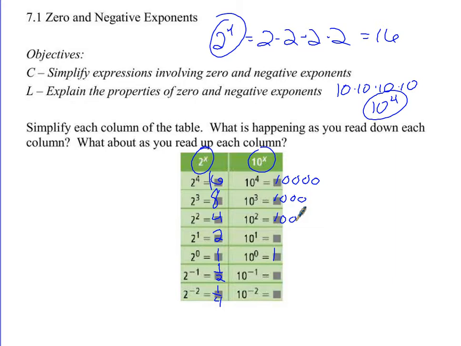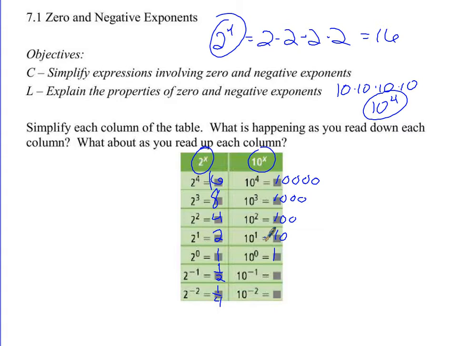10 what? Squared. Good. What about to the third power? Do we know that one? Cubed. Good. So these two have special words that we'll use over and over, and you need to know that. What about 10 to the first power? It's just 10. What's happening each time from here to here to here to here?